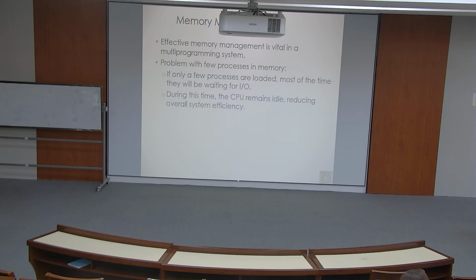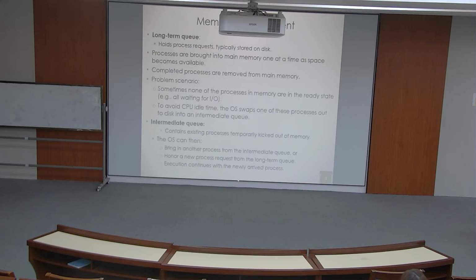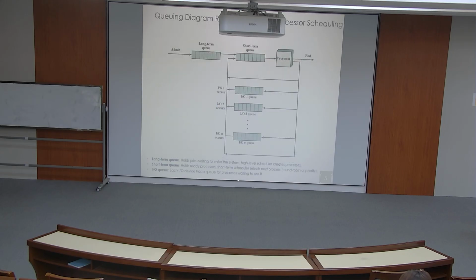So during this time, we have the central processing unit, which remains idle, and it has to reduce, as a result, the overall system efficiency. We have seen that we have processes which are in a long-term queue, and we have other processes which are in the short-term queue. Those processes in long-term queue need to be moved to the short-term queue as long as we have a space which is available. Then the processes from the short-term queue need to be moved to the random access memory to be executed by the processor.